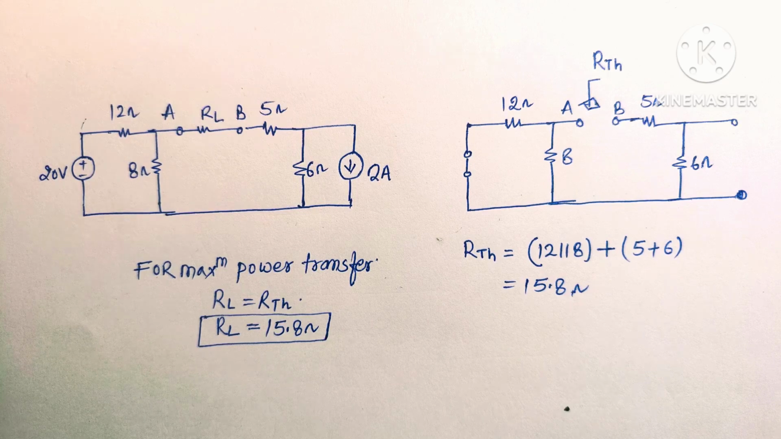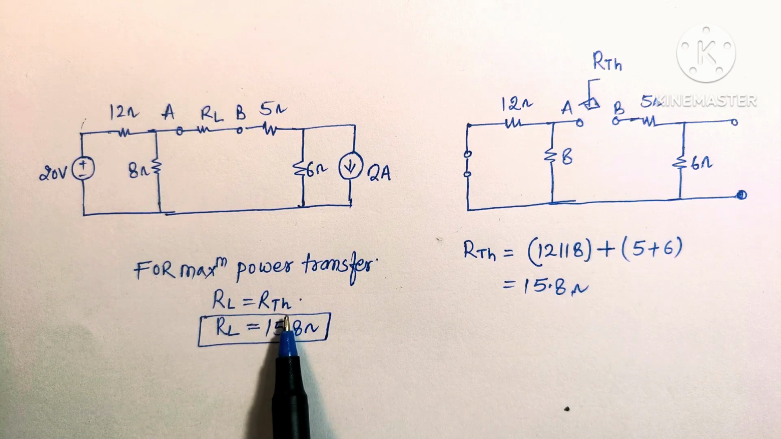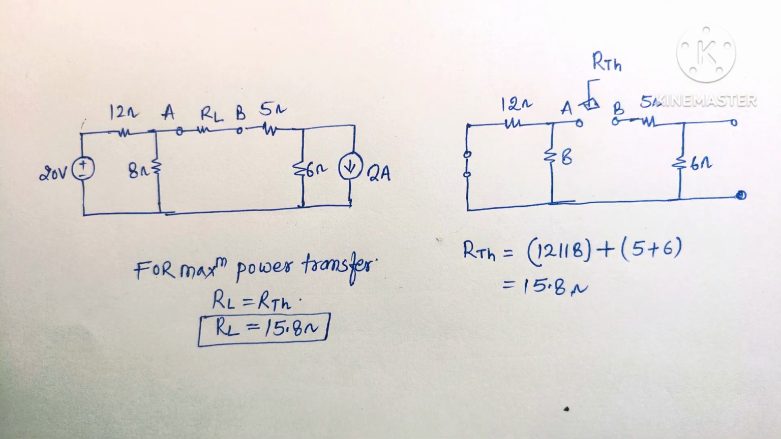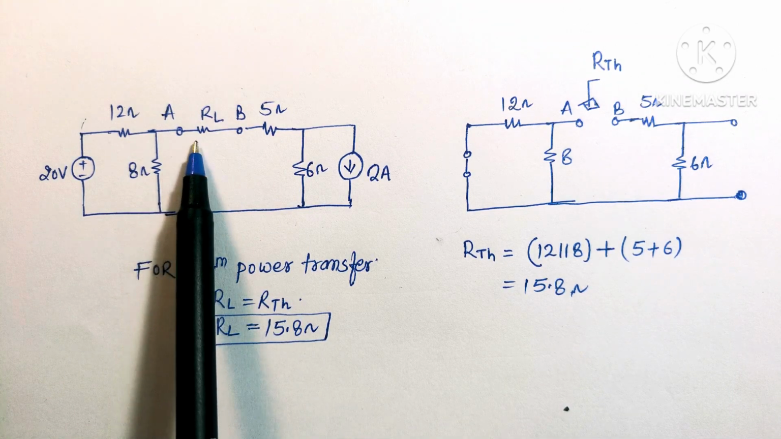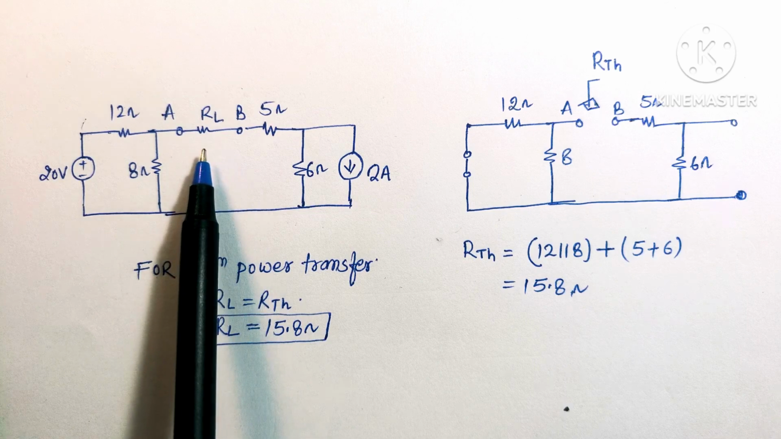As we know from the maximum power transfer theorem, maximum power will be transferred to the load RL when RL is equal to RTH, the Thevenin's equivalent resistance of the circuit. So we have to find out the Thevenin's equivalent resistance of this given circuit. Here we can see this RL terminal is connected across terminal A and B.